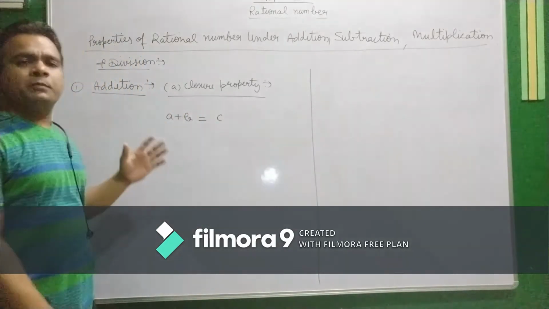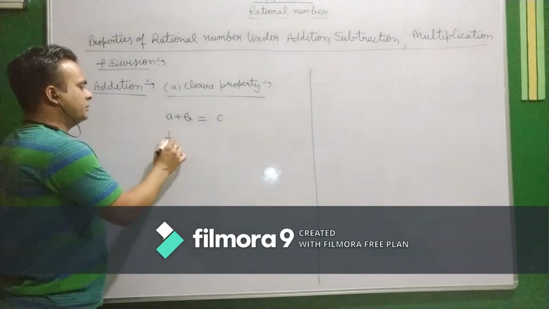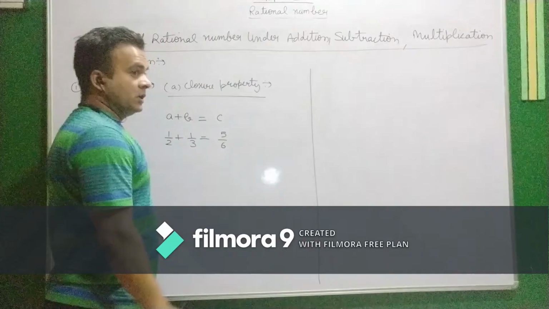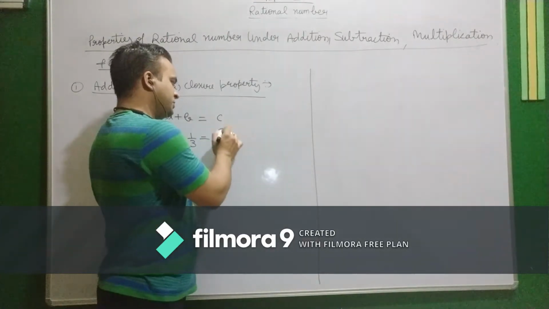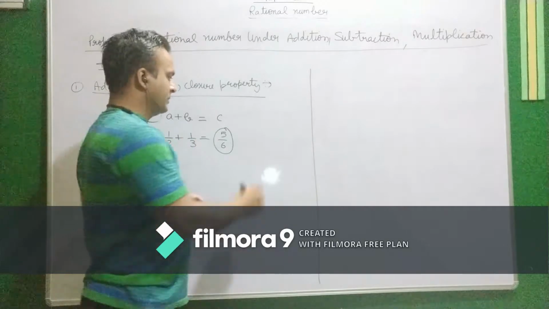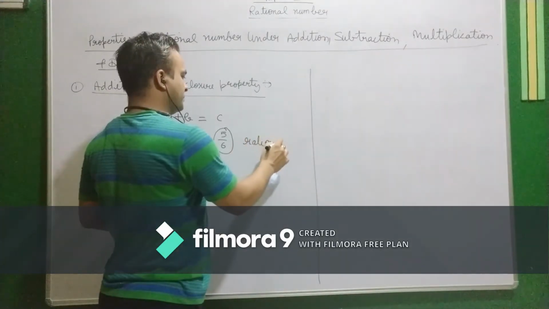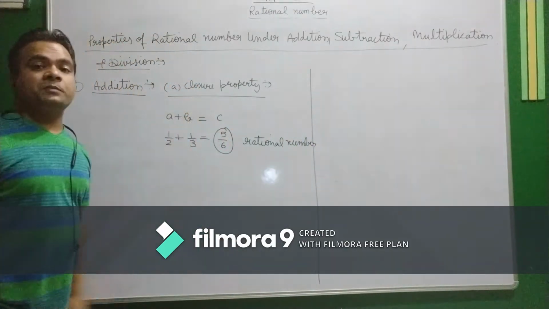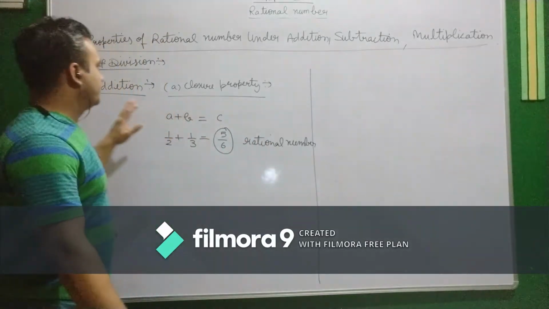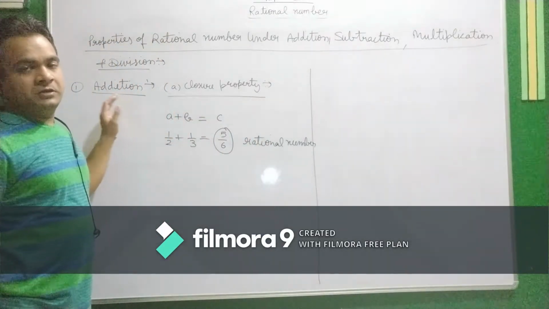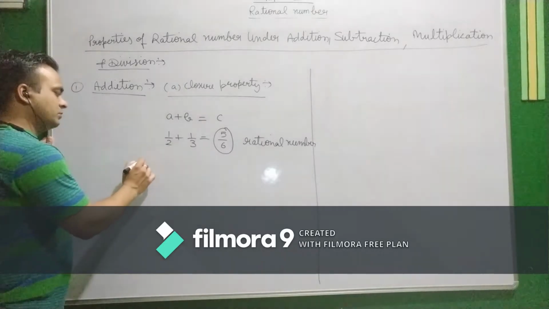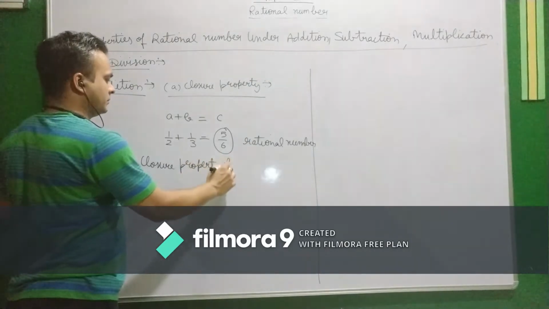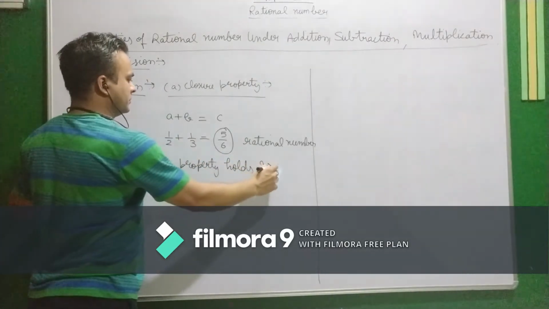You have to check. With the help of an example, you can see, suppose you are having 1/2 plus 1/3, so you will get 5/6. Now you have to see the result which you are getting on the right hand side. Is it a rational number or not? Definitely it is a rational number. So we can say that the closure property holds good for rational numbers under the addition operation. So closure property holds good.